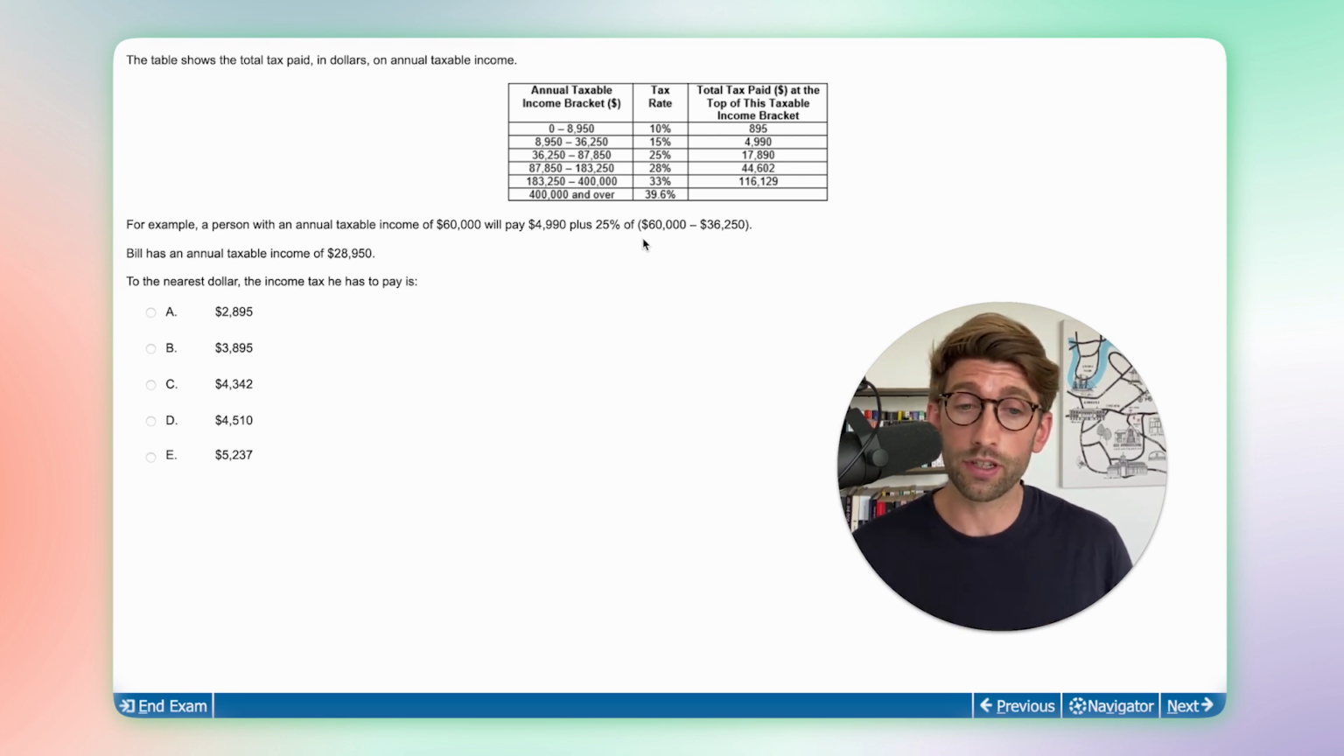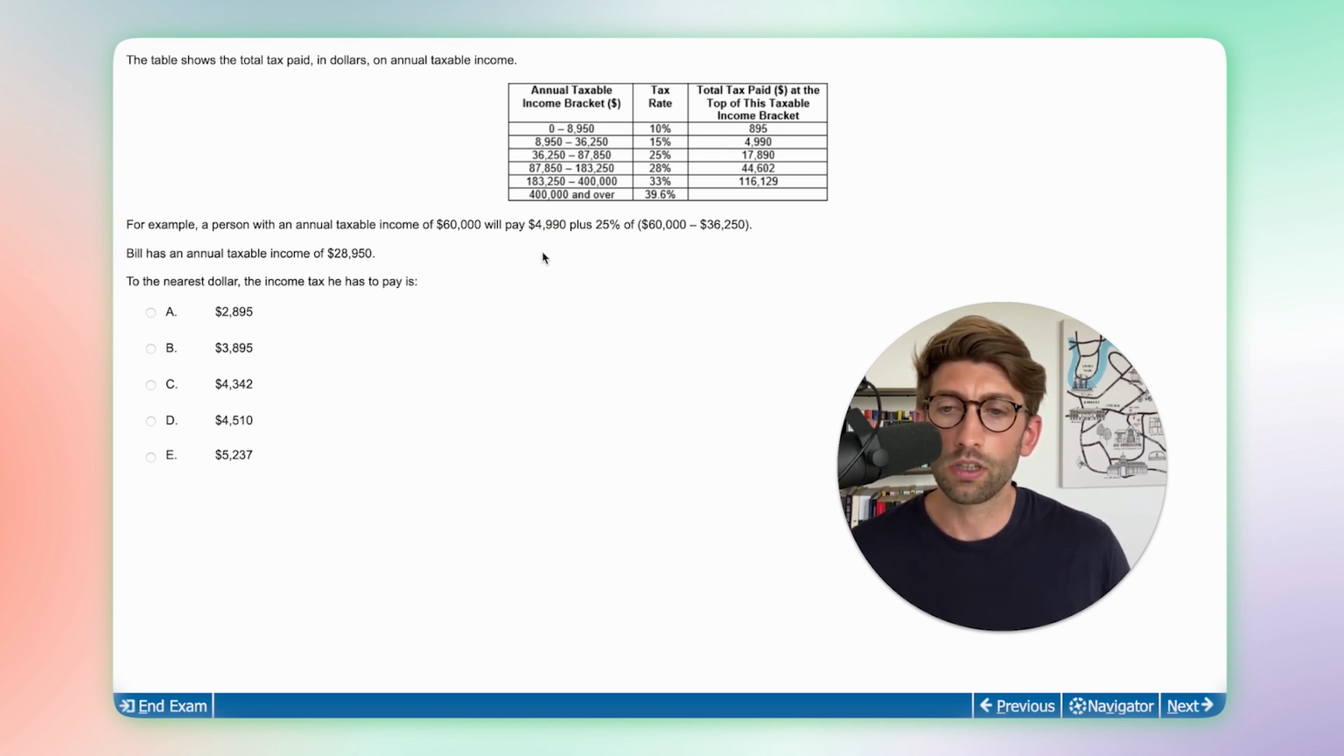Remember, on the quantitative reasoning, the calculator is very, very slow. And here is why you shouldn't use it for this question. Because what do we know already here? They've given you Bill, who's 28,950. Firstly, we know that we've got 895 to pay as his fixed fee for everything below the 8,950. So we've got 895 already. Whereas the other guy was paying this, Bill is now paying this, the 895, right?